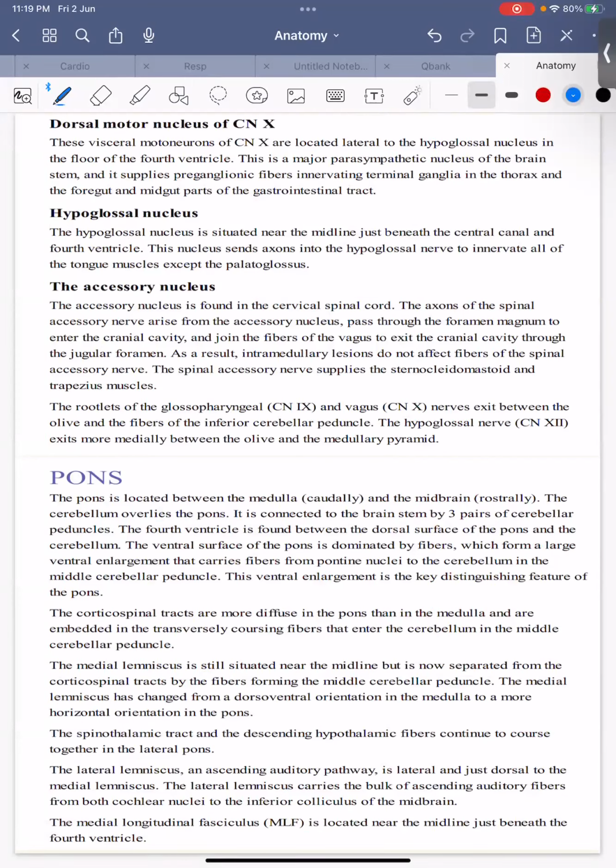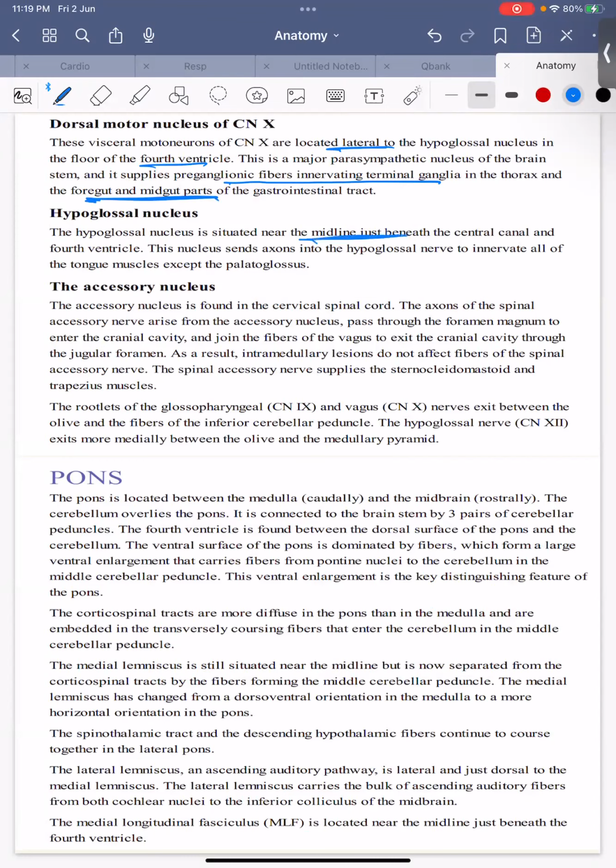Now, the dorsal nucleus of the cranial nerve 10 is located lateral to the hypoglossal nucleus in the floor of the fourth ventricle. This is the major parasympathetic nucleus, and it supplies the preganglionic fibers innervating the thorax, foregut, and the midgut part of the GI tract.